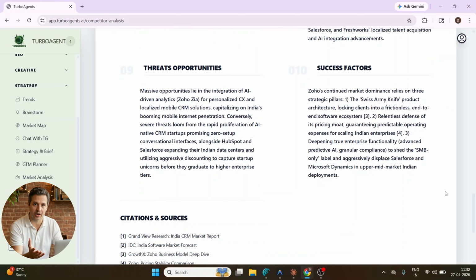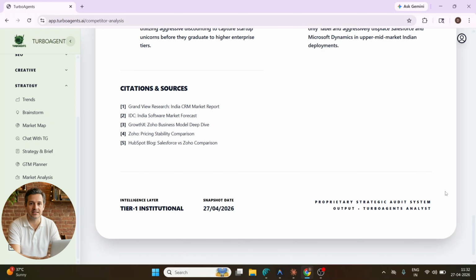This isn't a generic framework. Every entry is specific to the market and grounded in the research. At the bottom of the report, 3 to 5 live citations.